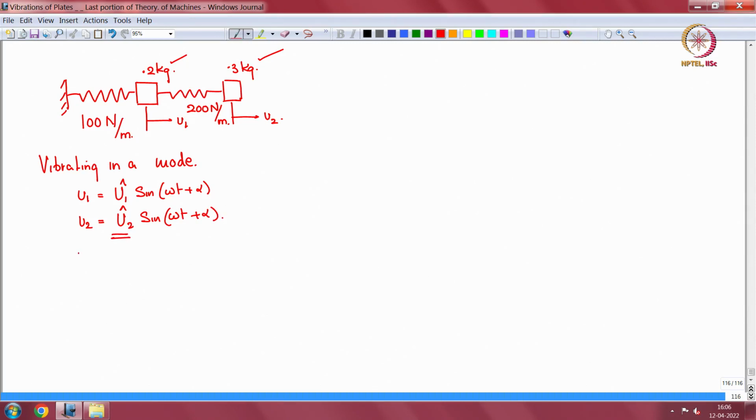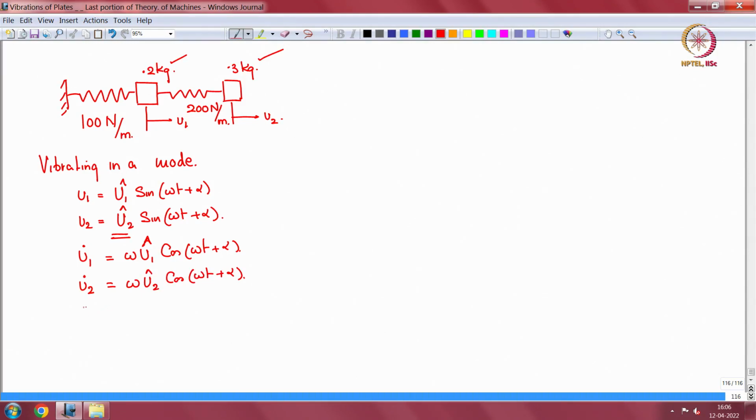So then what is u1 dot? u1 dot is omega times u1 hat cos omega t plus alpha, and u2 dot is equal to omega u2 hat cos of omega t plus alpha.